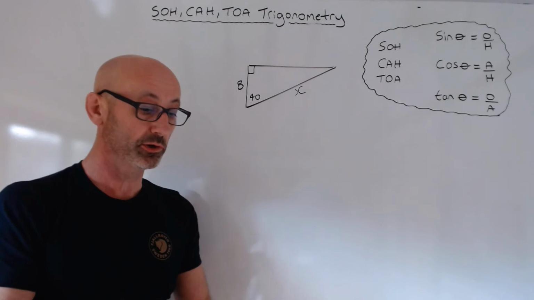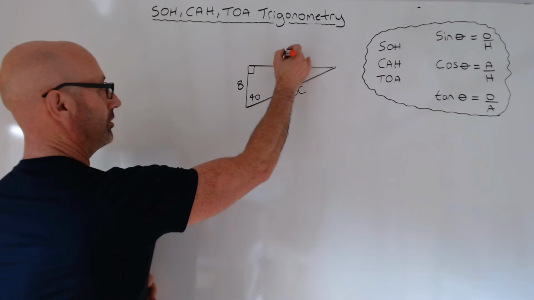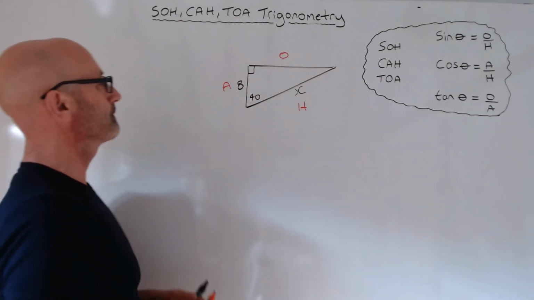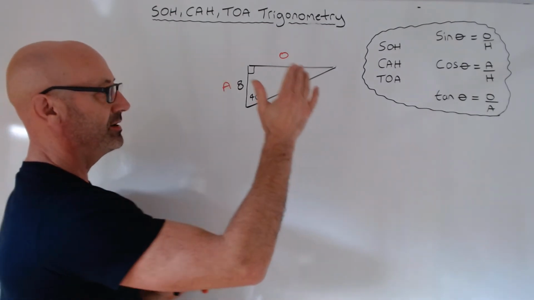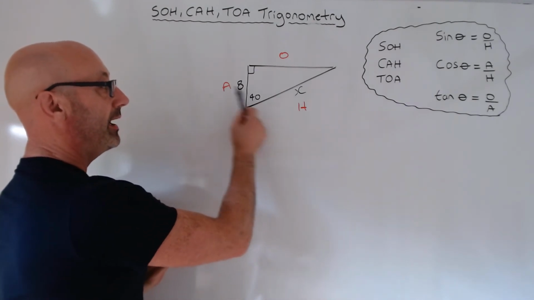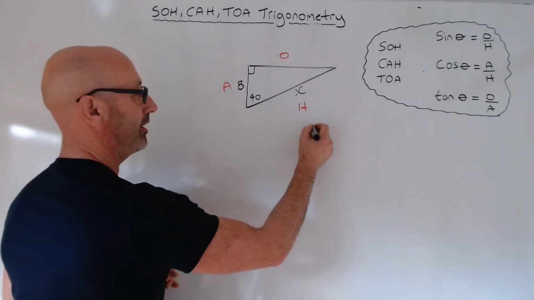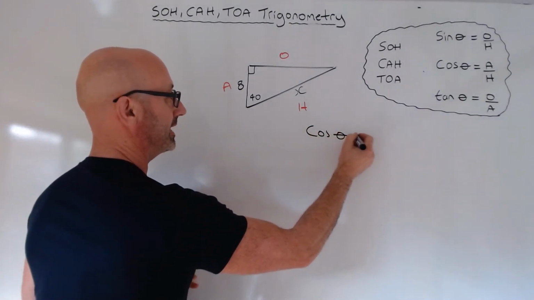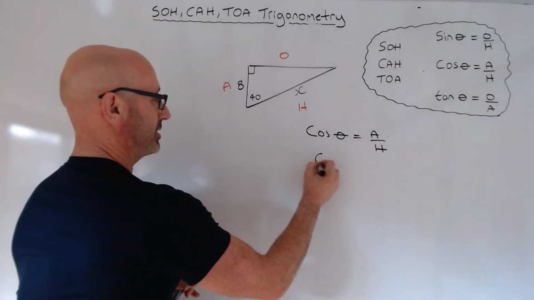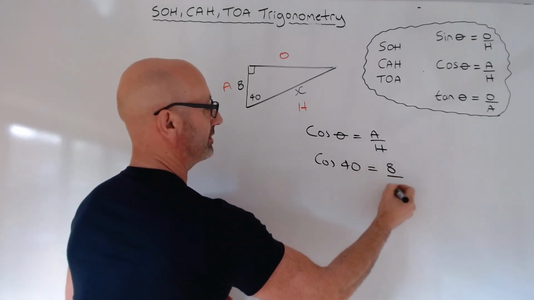Well, it's just like all the others, we're going to label it. I'm labeling opposite, hypotenuse, adjacent. Okay? Is it sin, cos, or tan? Well, adjacent hypotenuse, it's cos, right? I'm going to write down the rule. Cos of the angle is adjacent over hypotenuse. I'm gonna replace what I know. Cos of 40 equals 8 over x.